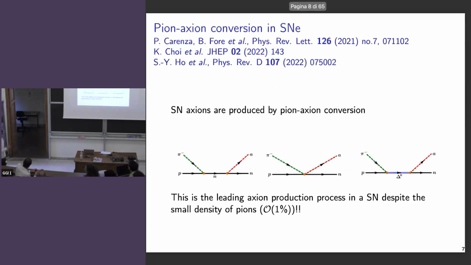Yeah. Are we really so sure how many pions there are? I mean, it depends on the effective energy. There is this paper by Sanjay and Fore who says that the uncertainty is, I mean, they expect a quantity of about 1%, 3% inside the supernova core.